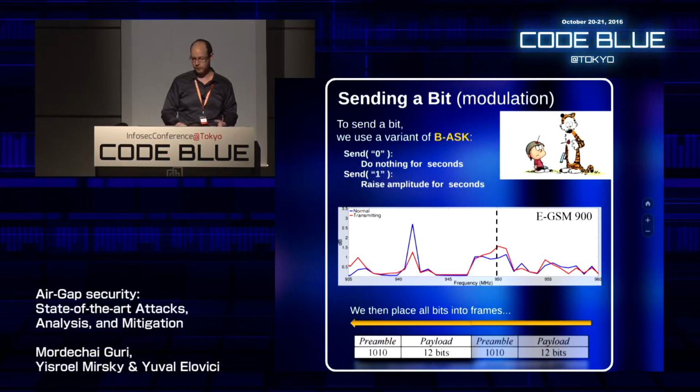So how does this work? In order to send a bit, we'll basically do nothing for X amount of time. And then in order to send a 1, we'll make a large transmission for a certain amount of time. And we keep repeating that to send all our binary.